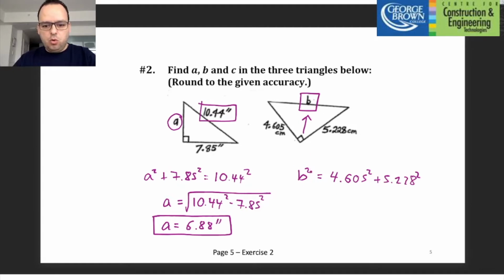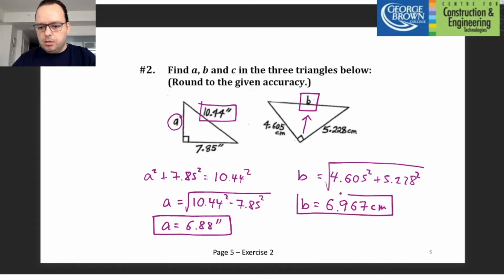I can get rid of the squared here by taking the square root of both sides. I've already calculated this square root, and the answer I got was 6.967, and that's in centimeters. You can always check your answers by applying the Pythagorean theorem for the left-hand side and the right-hand side. So that's pretty much it.